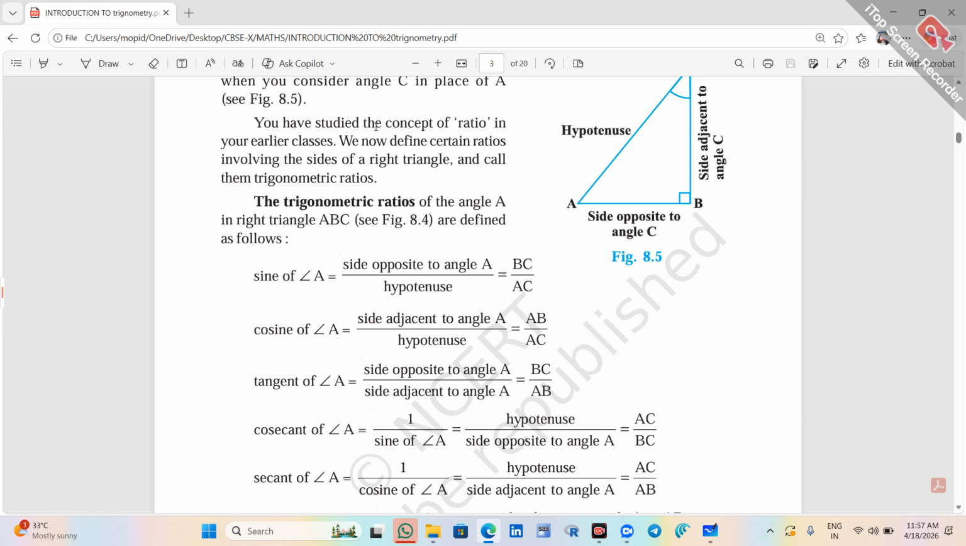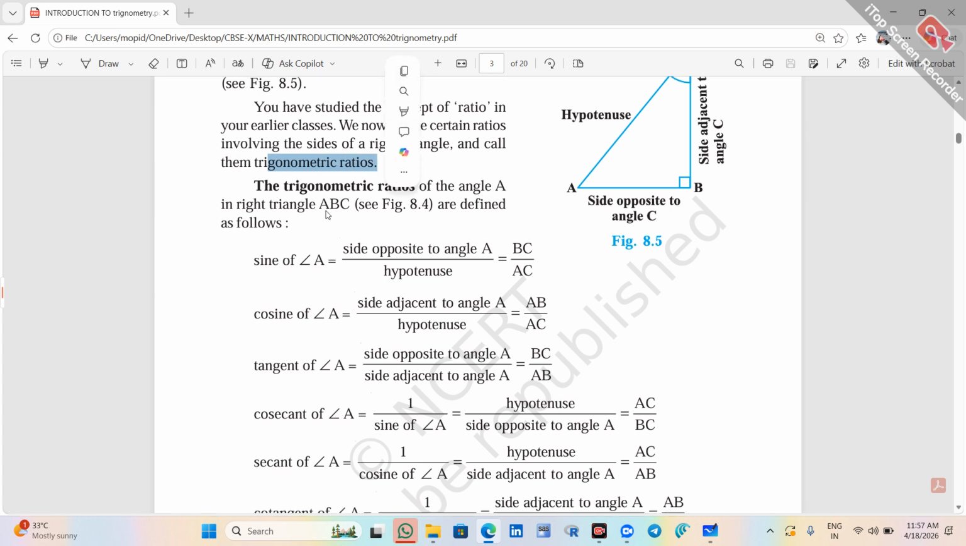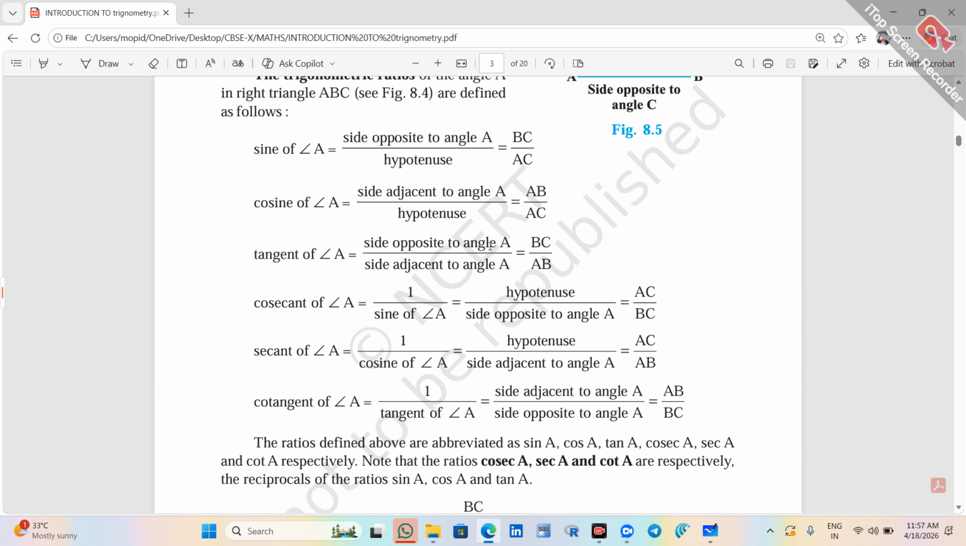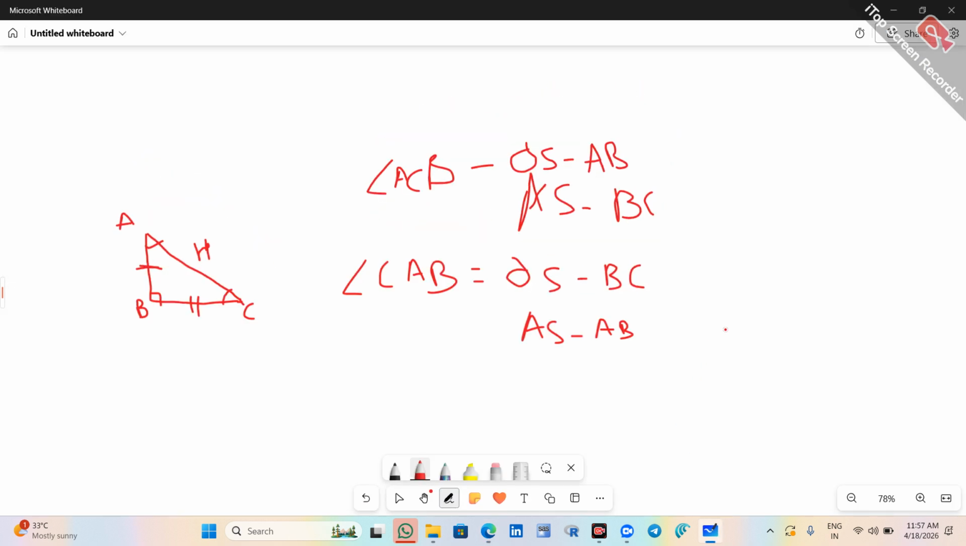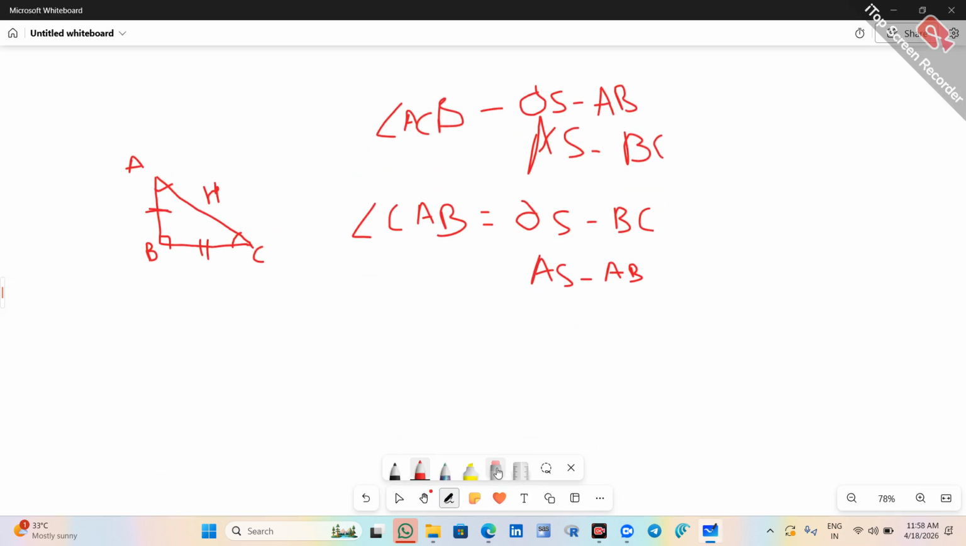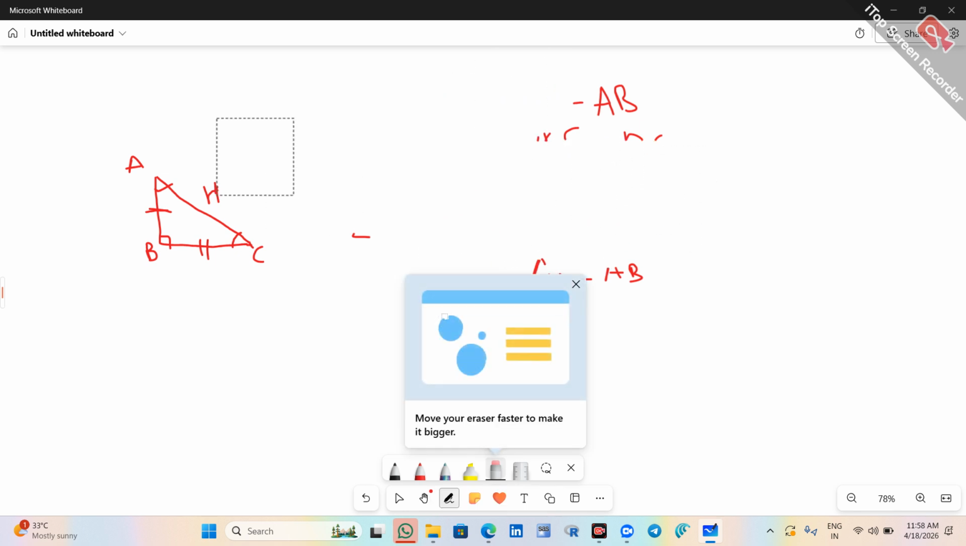Next, you have studied the concept of ratio in your earlier classes. We now define certain ratios involving the sides of a right triangle, and call them trigonometric ratios. For a right angle triangle, there will be some trigonometric ratios. The trigonometric ratios of angle A in right angle triangle ABC are defined below. First, I will tell the generalized trigonometric ratios. Just wait, I will rub this so that we have a clean board.